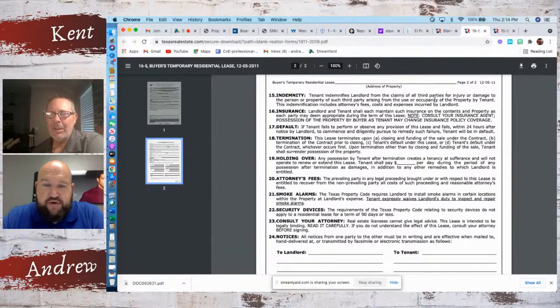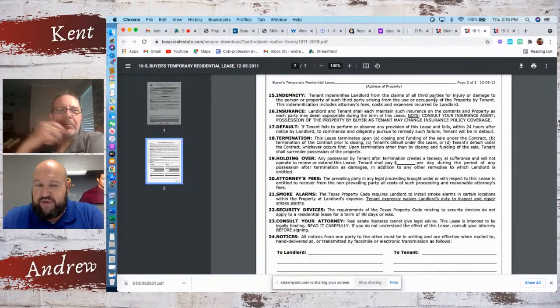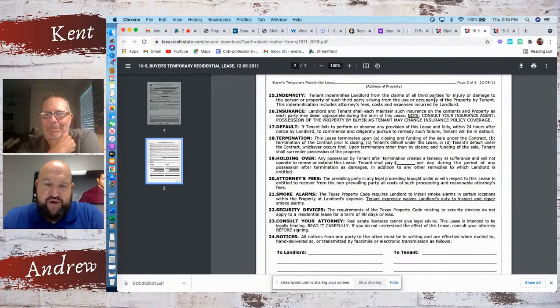Smoke alarms. Now, this is where it gets a little crazy. Texas Property Code requires landlord to install smoke alarms in certain locations within the property at landlord's expense. Tenant expressly waives landlord's duty to inspect and repair smoke alarms. So you're selling this home, you don't care, you're done, you've moved on. Well, according to tenant law, you have to have a smoke alarm in every bedroom and every hallway heading to a bedroom on every floor. So now, even though everything's good to go and you're ready to move forward, you now have to install up to 6 smoke alarms according to the terms of this lease. Yep. So you need to understand that it has to be done.